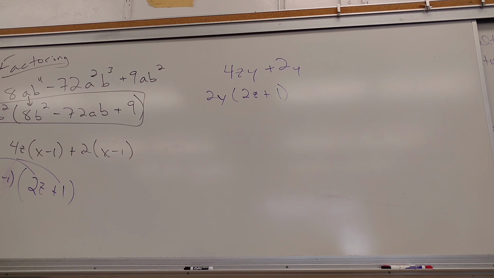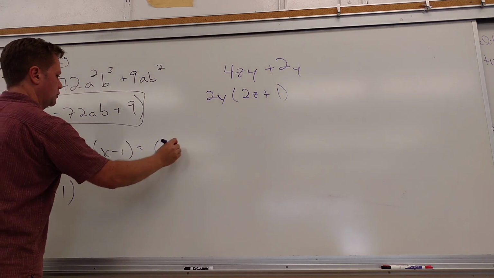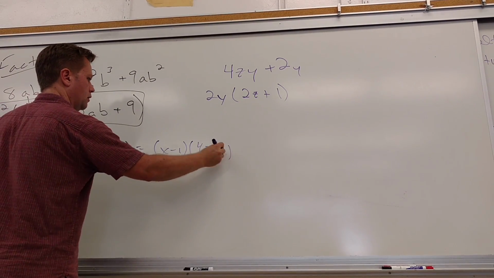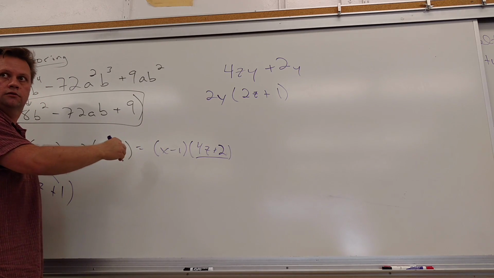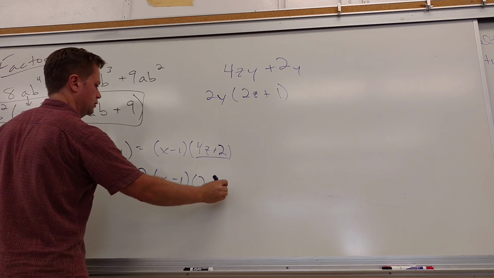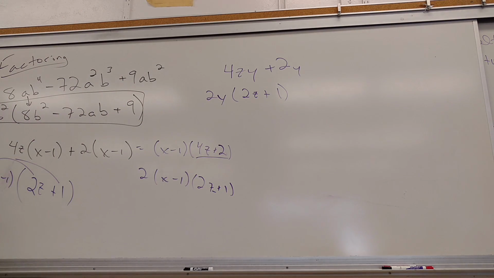You could just write that as 4z plus 2 and then factor it though, right? Totally. You could have taken the x minus 1 out, leaving 4z plus 2. If you stop there, you're wrong, because this can still have a 2 come out. So the 2 comes out, and you're left with 2z plus 1. So you do end up at the same place.